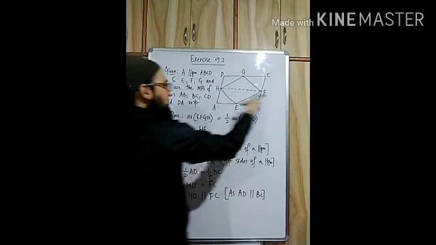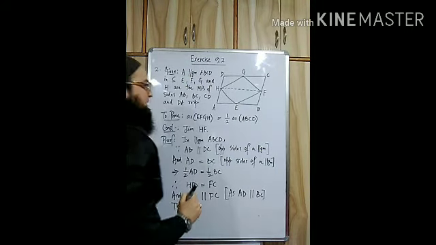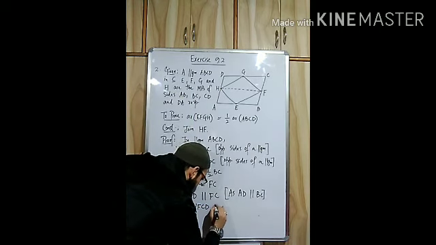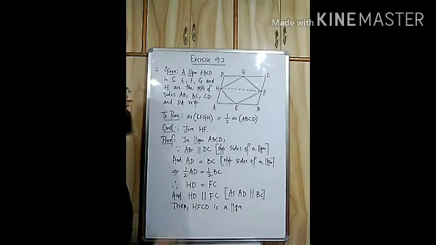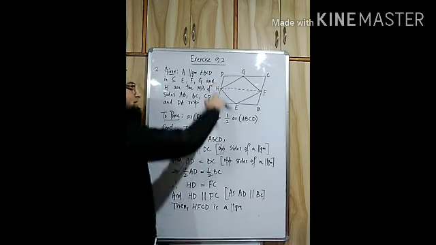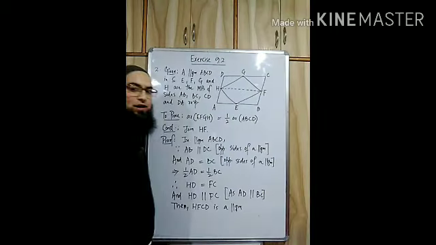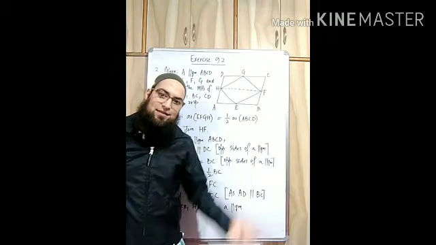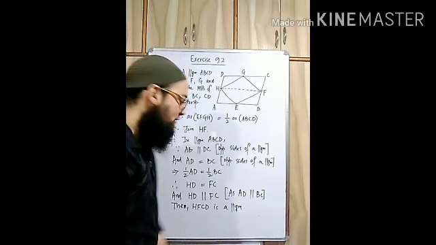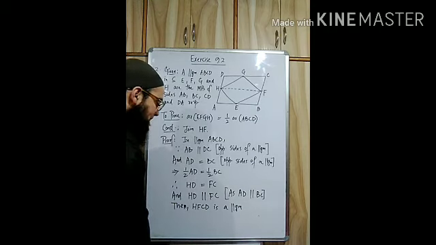You get HFCD is a parallelogram. HFCD is a parallelogram because opposite sides are equal and parallel. When in a quadrilateral opposite sides are equal and parallel, then that very quadrilateral is a parallelogram. So HFCD is a parallelogram.